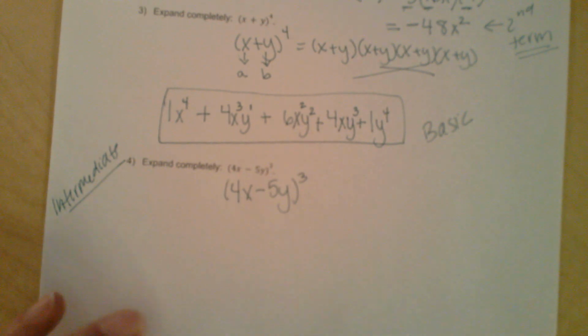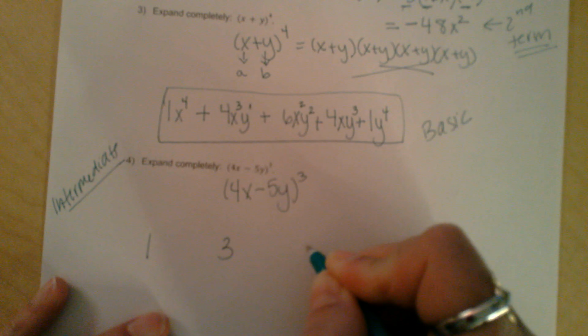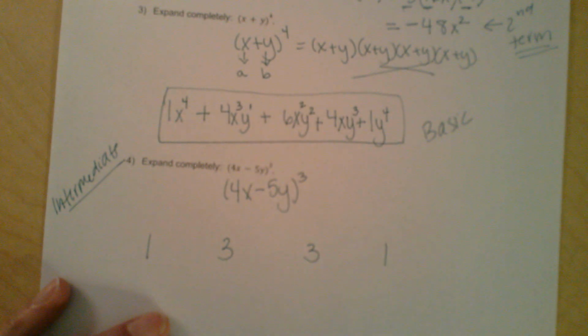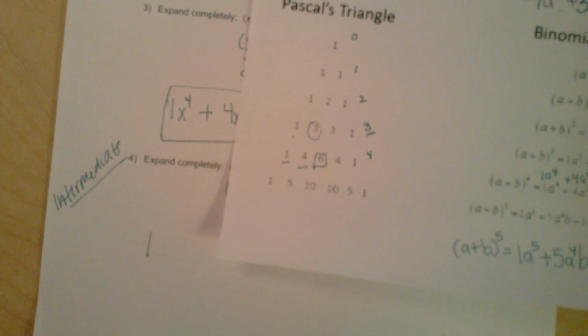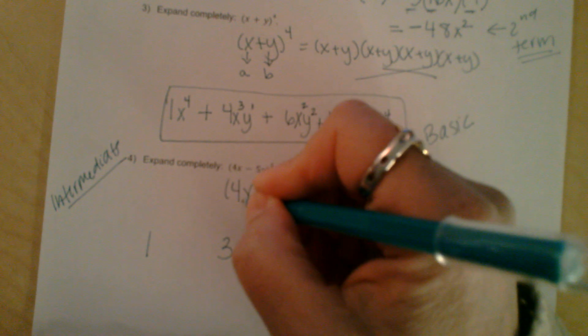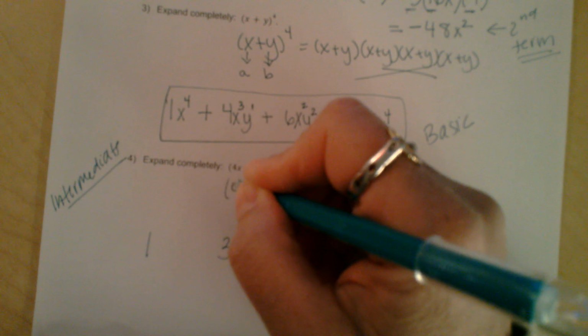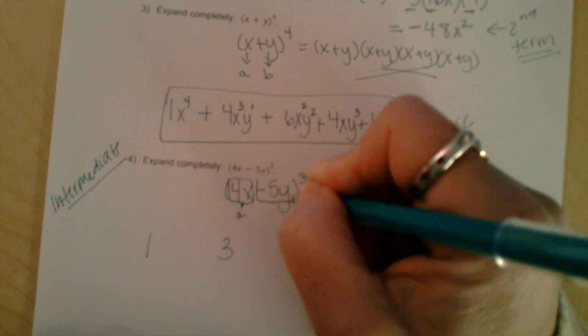So let's write this out. So it's going to be 1, 3, 3, 1. And you can have this. We can even make a poster of it. We can go up to 10 if you want. Absolutely fine, so you have it. Once you use it a lot, then you get used to it. Okay, this 4x is A, this is B.